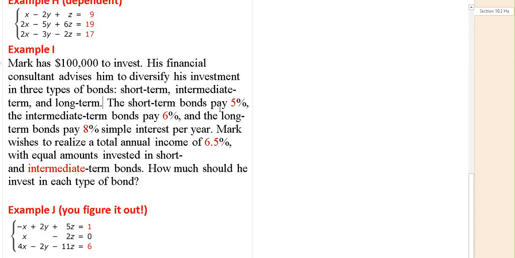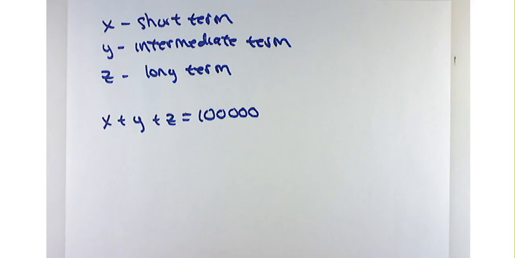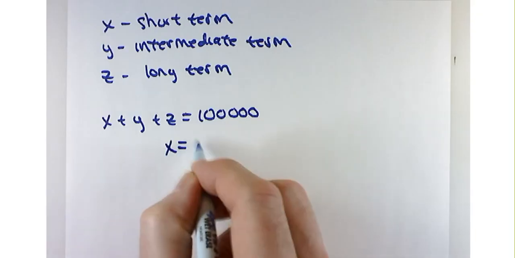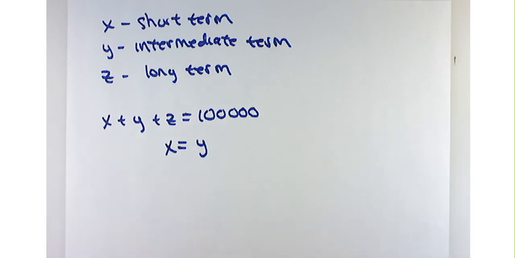The short-term bonds pay 5% interest, intermediate pays 6%, and long-terms pay 8% simple interest per year. Mark wants to realize a total annual income of 6.5% with equal amounts invested in short and intermediate term bonds. So if equal amounts are invested in short and intermediate term bonds, that actually gives you an equation. What that's saying is that X has to equal Y. Our short-term investments has to equal our intermediate term investments. So that's another equation.